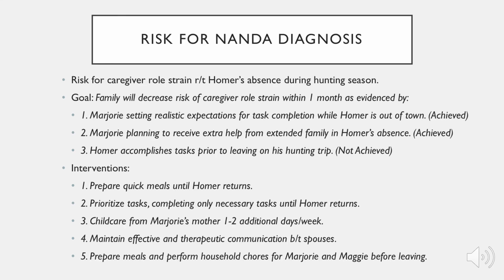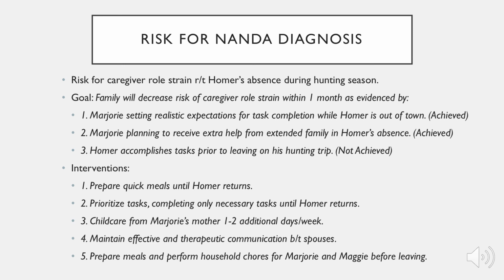The family also faces risk for caregiver role strain related to Homer's absence during hunting season. The primary goal is that the family will decrease risk of caregiver role strain within 1 month, as evidenced by Marjorie setting realistic expectations for task completion while Homer is out of town, Marjorie planning to receive extra help from extended family members in Homer's absence, and Homer accomplishing tasks prior to leaving on his hunting trip.